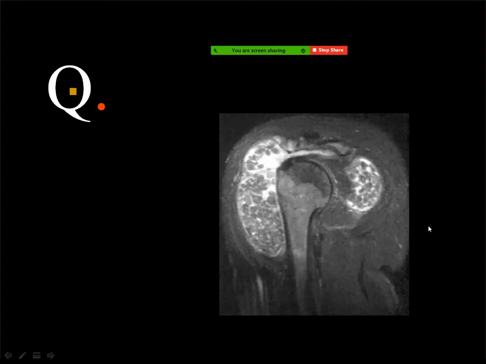This is the MRI of the shoulder, and you see that this is the gradient image. The shoulder joint is distended by fluid, and so many, let's say, loose bodies or low signal lesions. Then what do you think of this case?